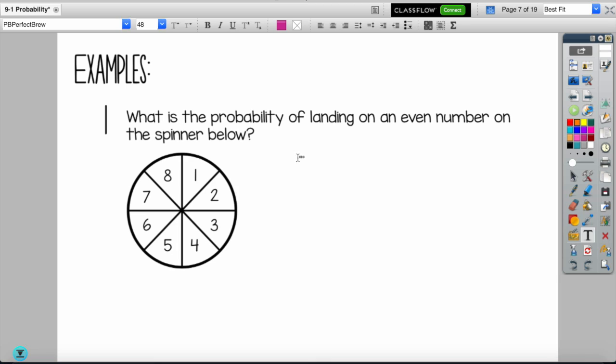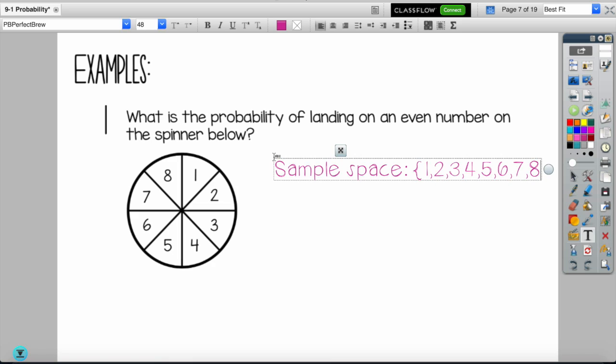Okay, let's get a little bit more. Let's advance these examples a little bit. Example 1 says, "What's the probability of landing on an even number on the spinner below?" So you take a spinner, you spin it, and the probability of landing on an even number. Well, let's take a look at our sample space. Our sample space, as you can see, are going to be the numbers 1, 2, 3, 4, 5, 6, 7, and 8. Okay? The event that we're looking at is the probability of landing on an even number. Well, those even numbers consist of 2, 4, 6, and 8.